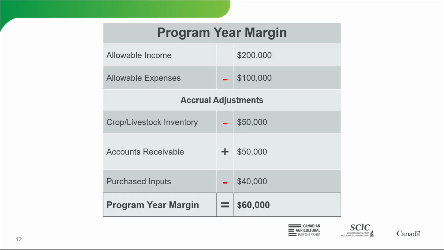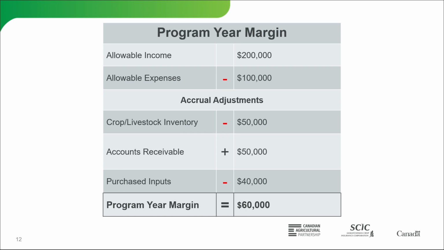So an example of this, just to walk you through it step by step a little bit. This is the program year margin, and it's calculated each year that you are eligible for and that you have decided to participate in that specific program year. So in this example, we've got allowable income of $200,000 and allowable expenses of $100,000.